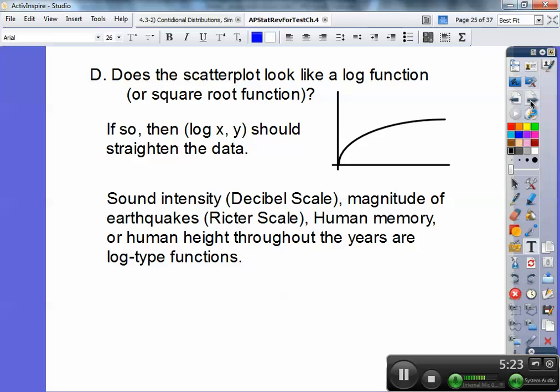Things like sound intensity, decibel scales, magnitude of earthquakes, the Richter scale, human memory, or human height throughout the years are typical log type functions. And actually, as you get older, you start shrinking, like me.